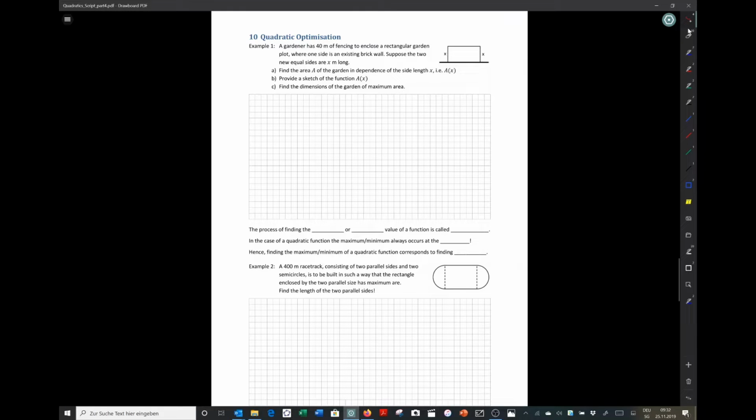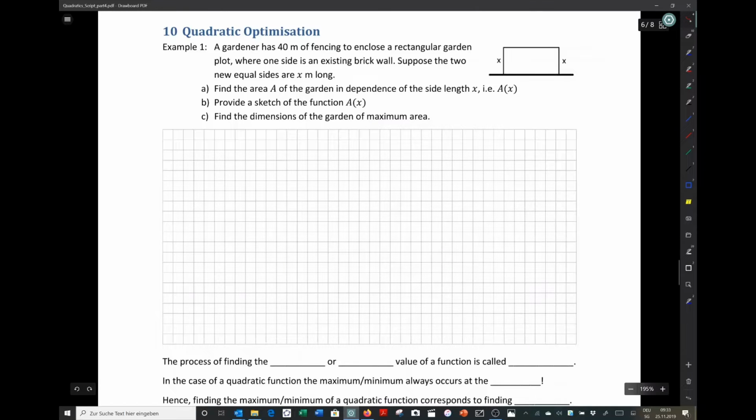In this section, we'll look at the task of optimization, and since we are in the topic of quadratics, we'll look specifically at the task of quadratic optimization. The simplest way to understand what it is about is to look at an example. We have a brick wall here, and we want to enclose a rectangular garden plot next to it.